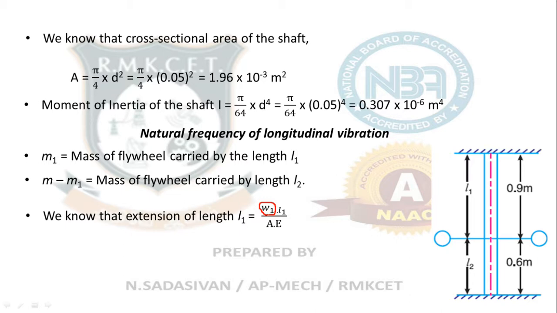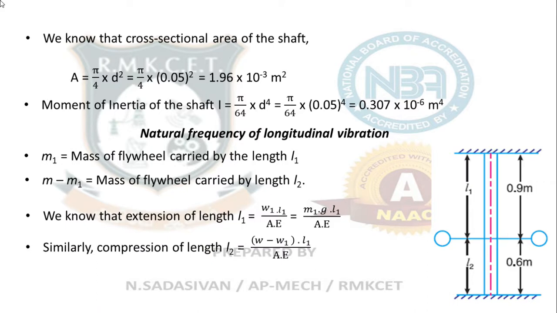W1 L1 by AE. L1 is known. L1 is 0.9 meter, which is carrying the tensile load. A is same, E is same. Only the variation comes from the mass. A proportion of mass giving tensile load, a proportion of mass giving compressive load. So M1 G L1 by AE. Here similarly for the compressive portion, the remaining weight, total weight is W. From that W1, if you subtract, you get the remaining weight that is giving the compressive load. This is actually L2, not L1. L2 divided by AE. So M minus M1 into G.